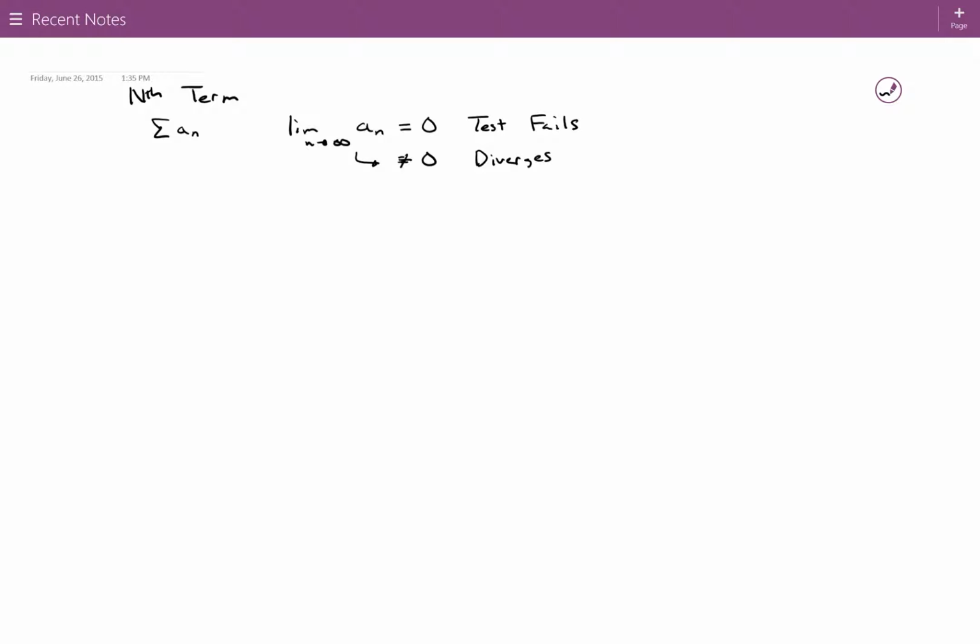Okay, so the nth term test can only be used for proving divergence. It cannot be used for proving convergence.